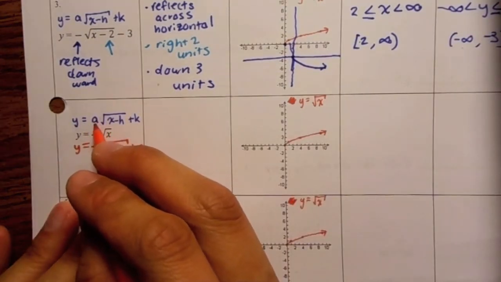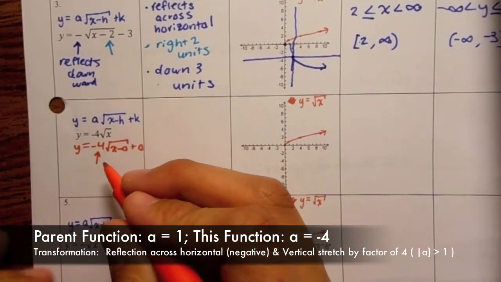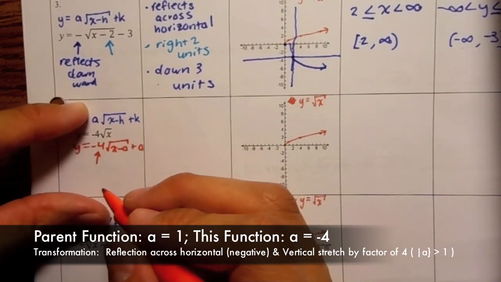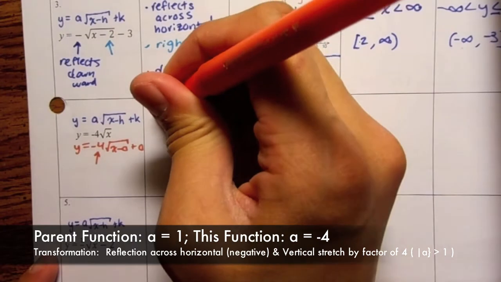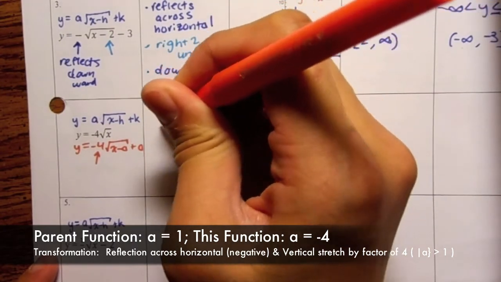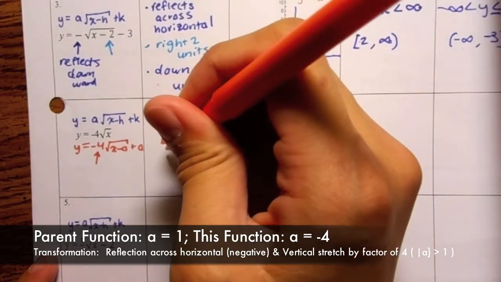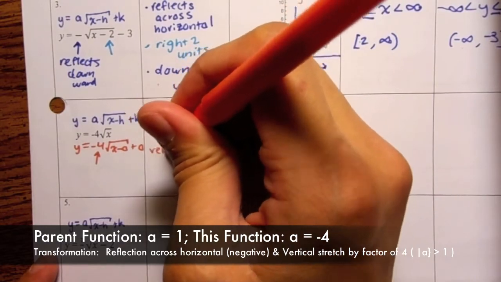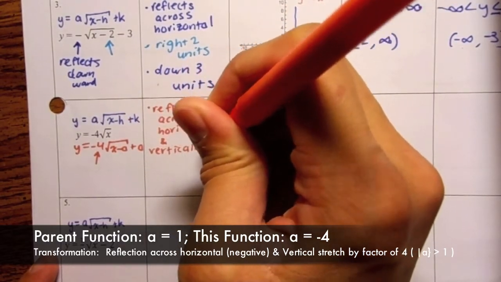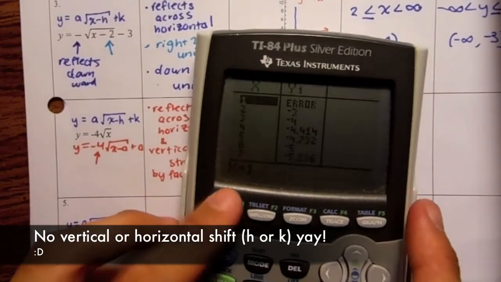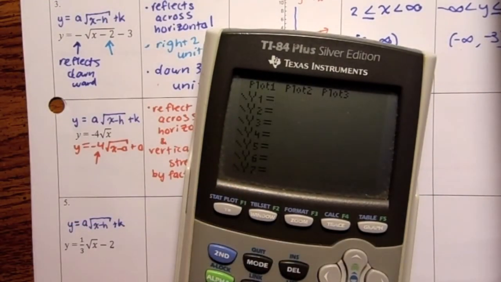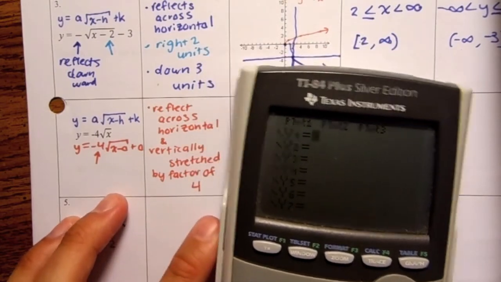For the a value, we can see that it is a negative and it is a number greater than 1. That means it reflects across the horizontal, and it got taller, vertically stretched. Now, in regards to graphing these ones, best thing to do, go to your graphing calculator if you want specifics on what points go where.